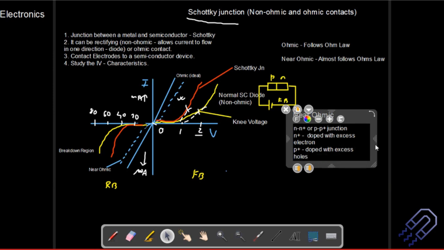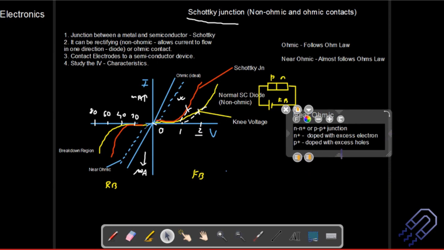What happens usually is that there is nothing called n minus or p minus, although I've seen some books mentioning it. On the internet, you may also find information mentioning n minus and p minus. But there is nothing like n minus and p minus. It's all n plus and p plus: n plus is excess electrons, p plus is excess holes. Otherwise you have just an n type and p type.